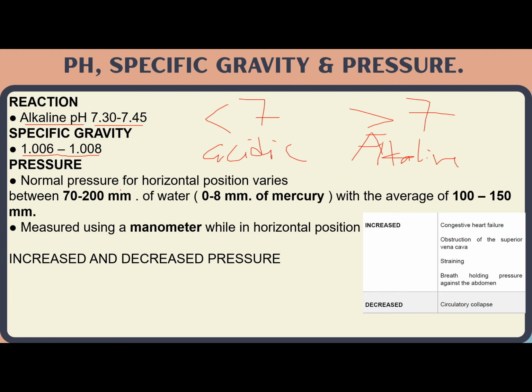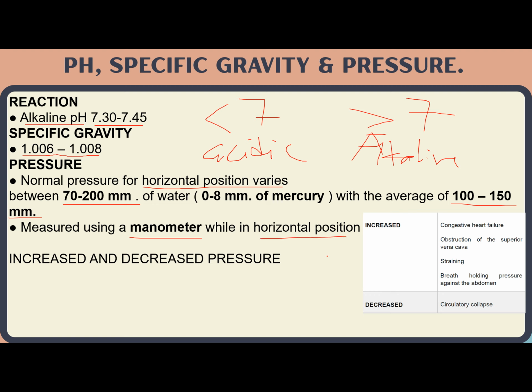Pressure, so CSF pressure would be measured in a horizontal position. It would vary between 70 to 200 millimeters. So if you collected CSF with the patient in a horizontal position, class, the CSF pressure would be 70 to 200 millimeters of water, or 0 to 8 millimeters of mercury, with an average of 100 to 150 millimeters. This is usually measured using a manometer while in a horizontal position.